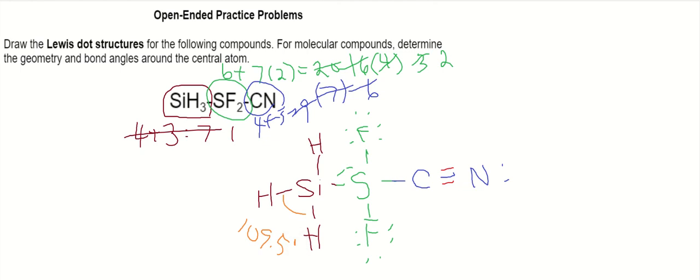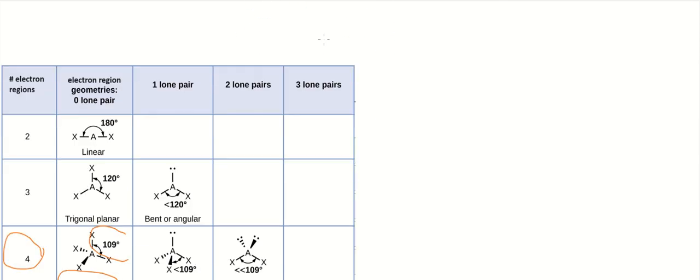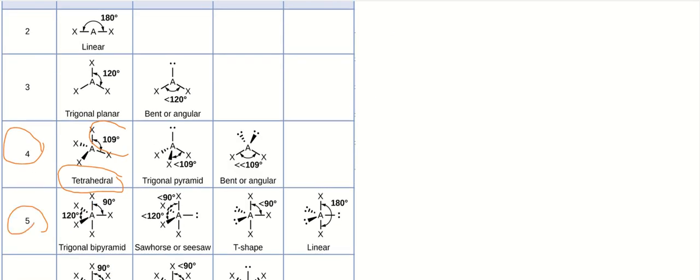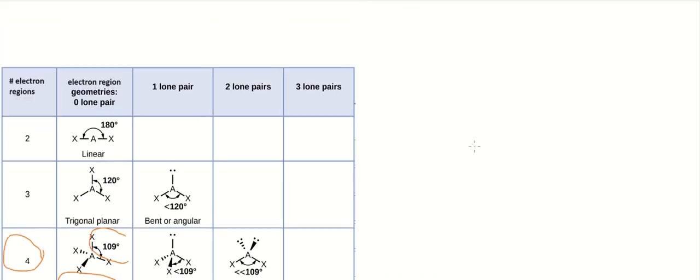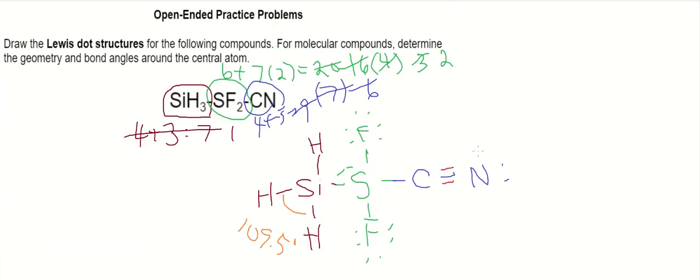All right, what about sulfur? How many electron domains? It has 5, and 1 lone pair right there. So 5 domains, 1 lone pair. It's a seesaw. So the geometry on the sulfur is seesaw.